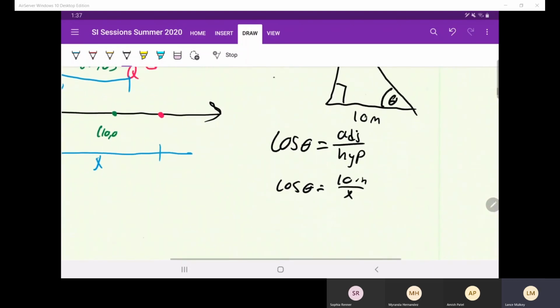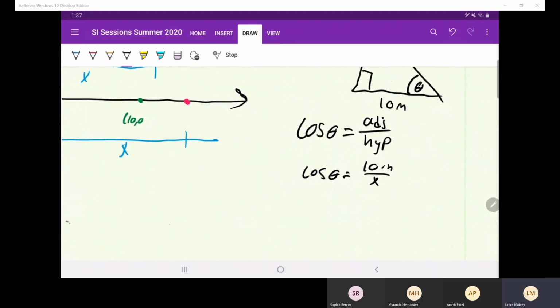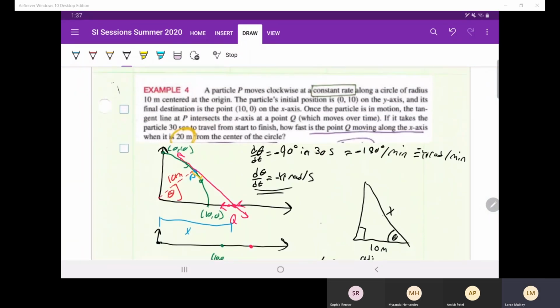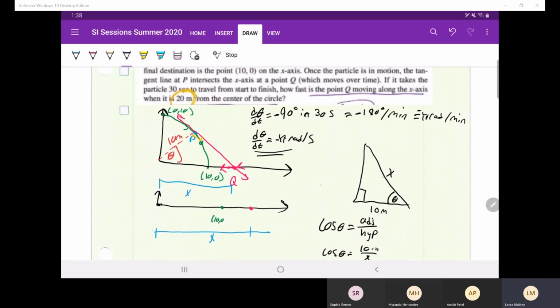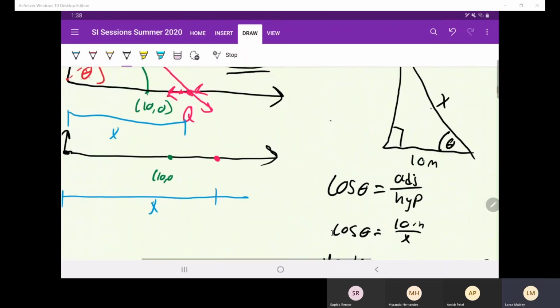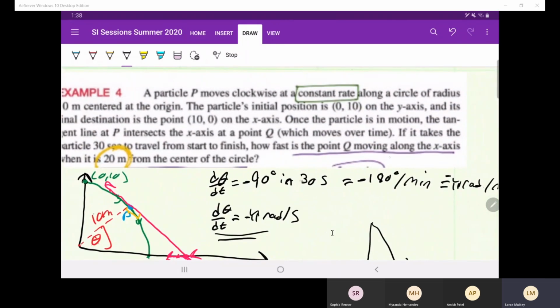So now what we can do is solve for x, because that's what we need to know. So x equals 10 over cosine theta, which equals 10 secant theta. What's cool about this one is we're going to know what theta is, but x is the total distance. We want to know the change in distance, because the question asked us, how fast is the point Q moving along the x-axis? So we want to know the change in point Q, and that's this distance x.